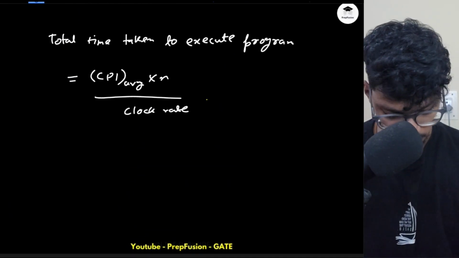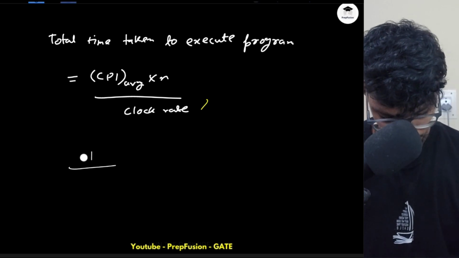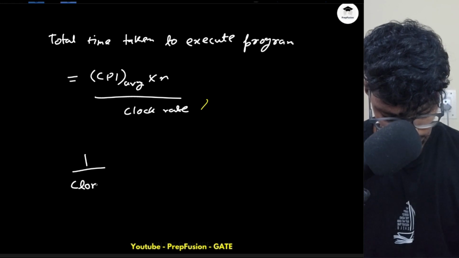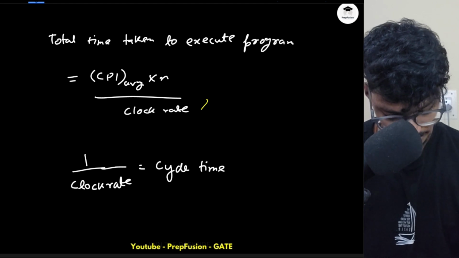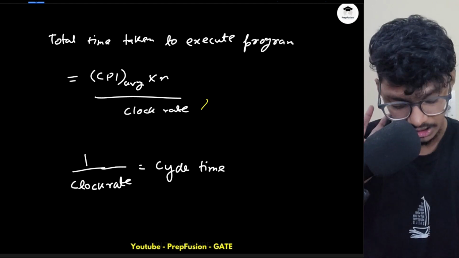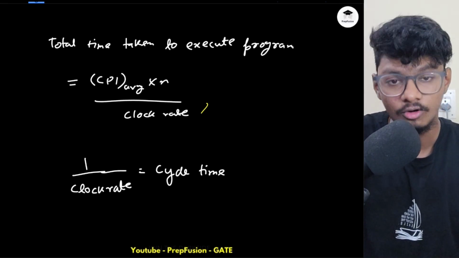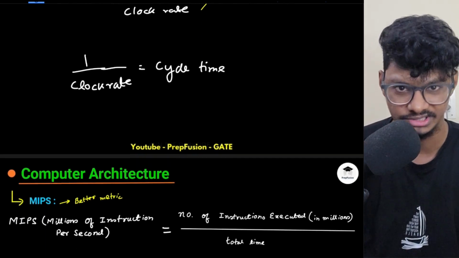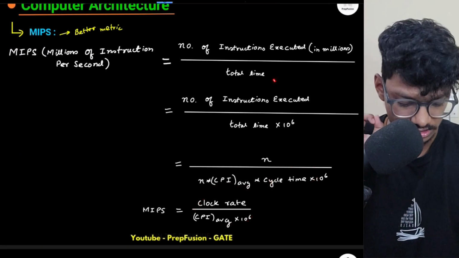What do we sometimes call 1 by clock rate? 1 by clock rate is also called the cycle time. Correct? I think I have mentioned this in the previous few slides. 1 by clock rate means the period of each cycle. Basically 1 by f equals time period. 1 by frequency is time period. That's it, right? So I can write it like this, anyhow. You can manipulate the formula.